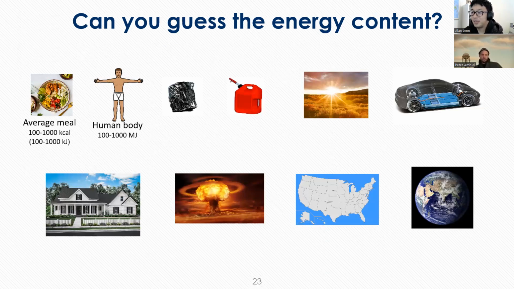Let's say you get a big lump of coal for Christmas. That'll run you a nice 10 to 100 megajoules, probably on the lower end of that order of magnitude. A gallon of gas is going to be on the higher end of that. So a gallon of gas is usually around 100,000 BTUs, or about 100 megajoules.